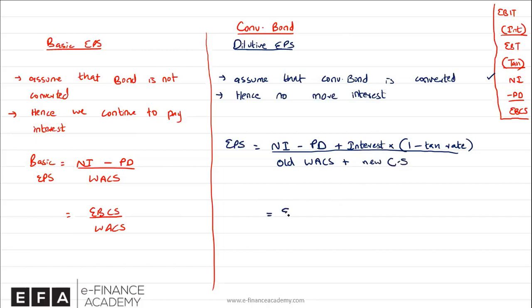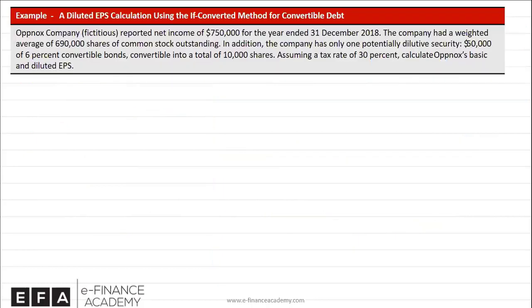If you are given EBCS, earnings belonging to common shareholders, you don't have to subtract PD, but we will still add the interest because it has already been deducted. So we still have to add the interest after tax. So your profit goes up by the amount of interest, but take out the tax effect. And in the denominator, we have old weighted average common shares plus new common shares. And if the EPS is lower than basic, that means it is actually dilutive.